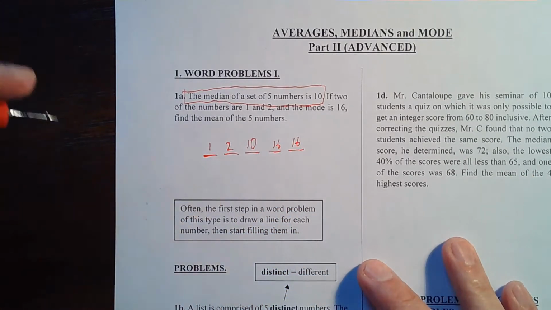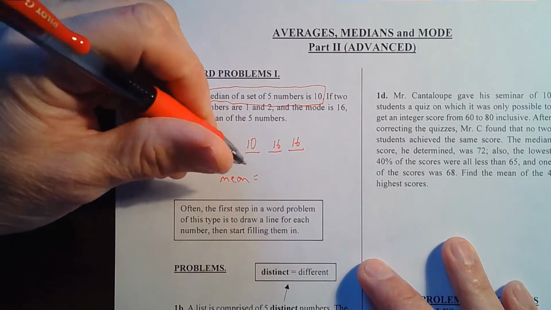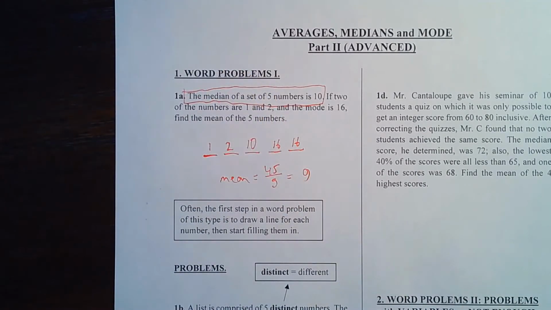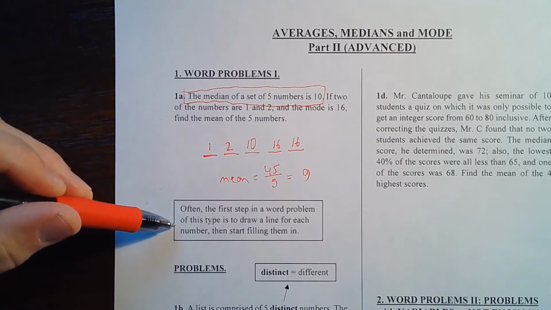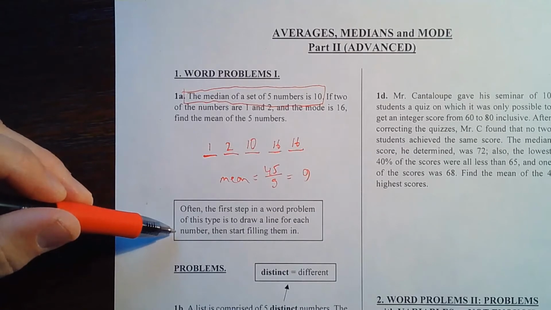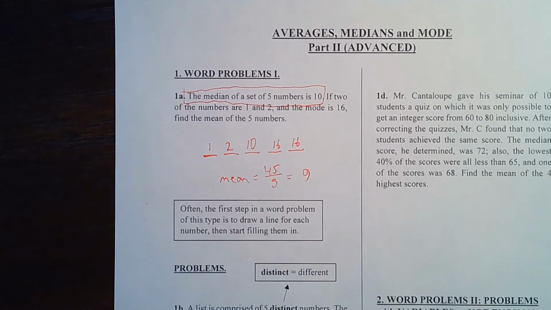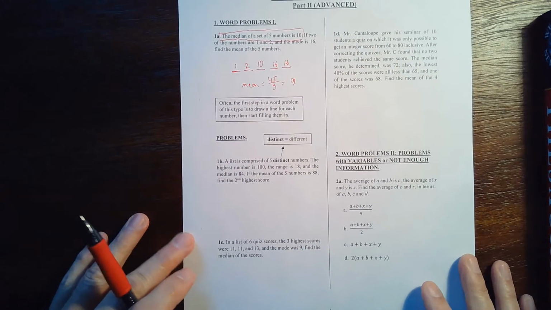And then answering the question is easy. The mean is going to be equal to the sum divided by the number of terms, and we have a total of 9 for the mean. So, as it says here in the box, often the first step in a word problem of this type is to draw a line for each number and then start filling them in using all of the different clues that they'll give you.